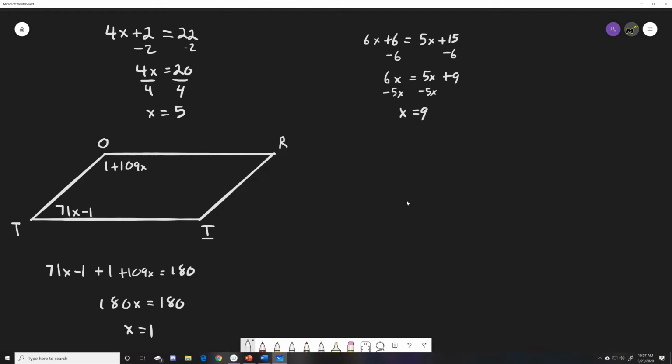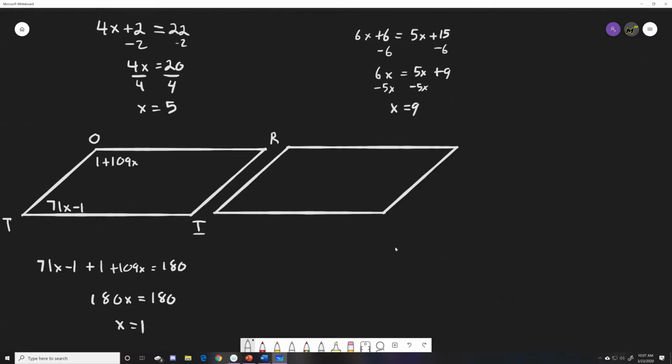Alright, and the fifth characteristic, diagonals bisect each other. So one more parallelogram here.